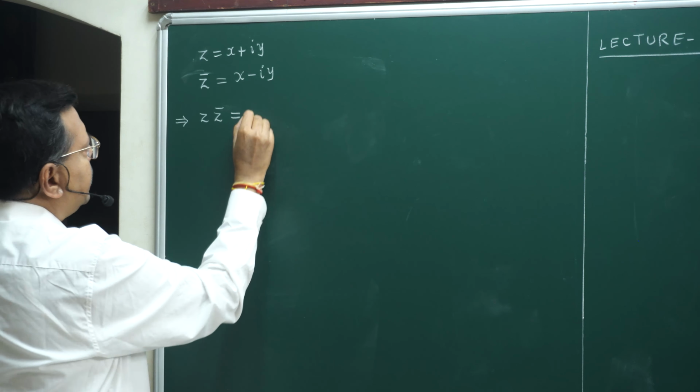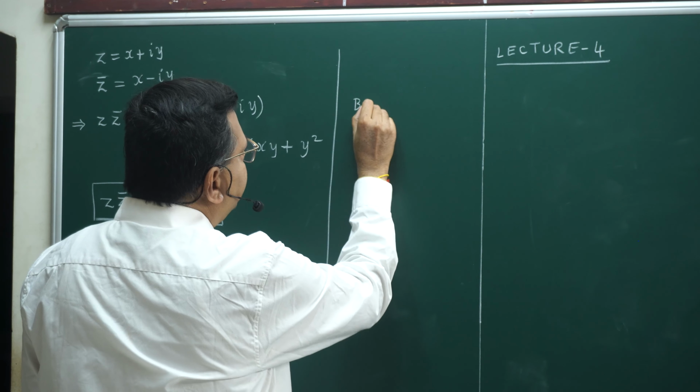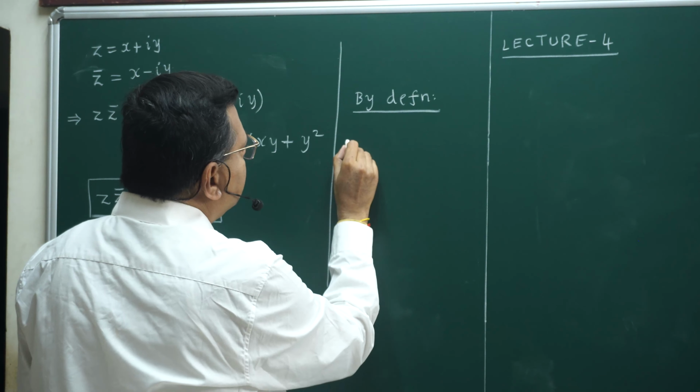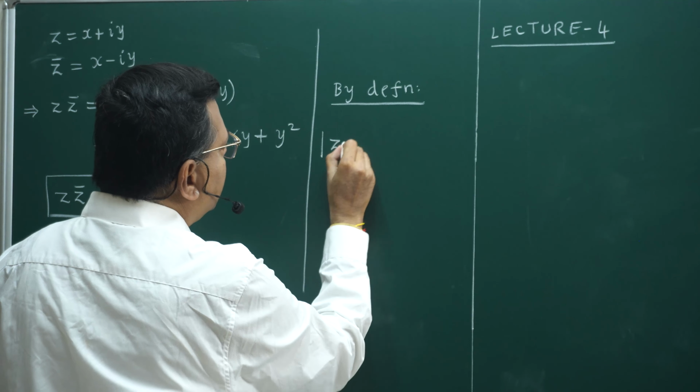So this is one calculation that goes separately, independently. Now we have another calculation that we will do here. What we are going to do is, by definition, the absolute value of a complex number.